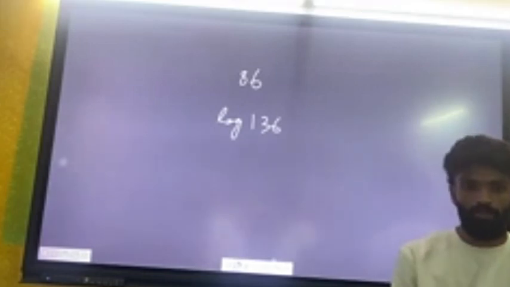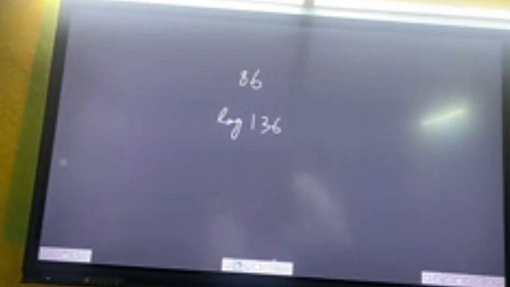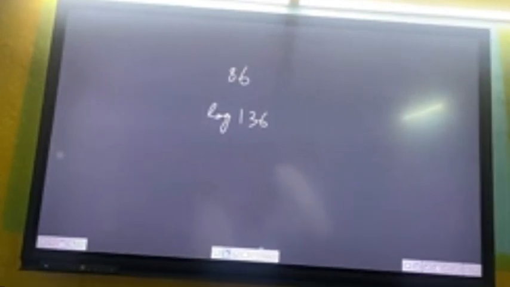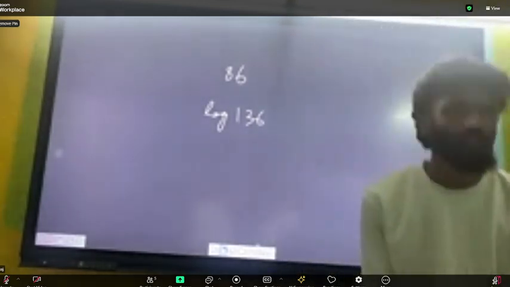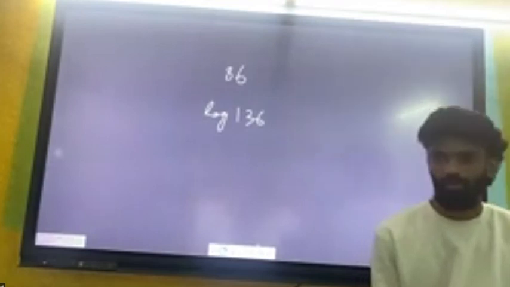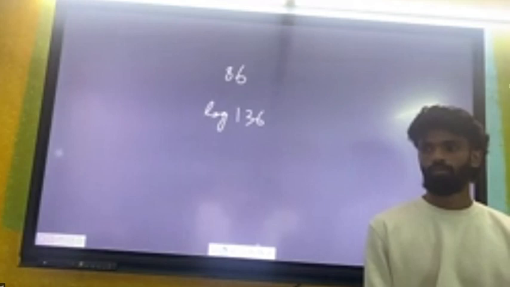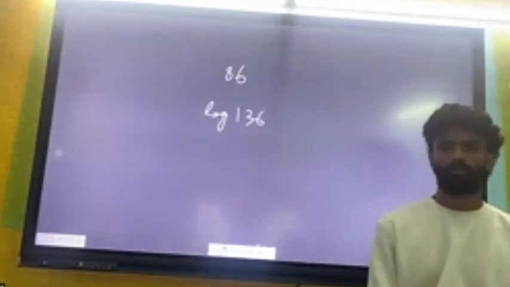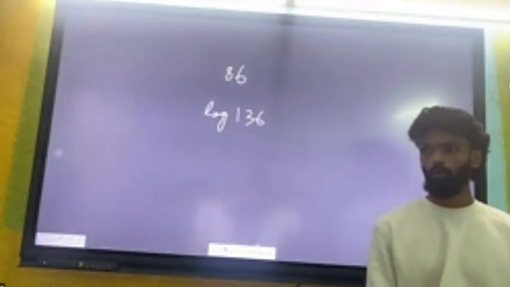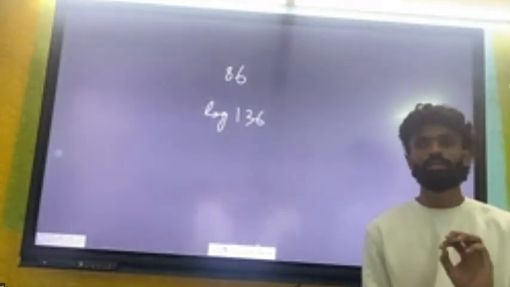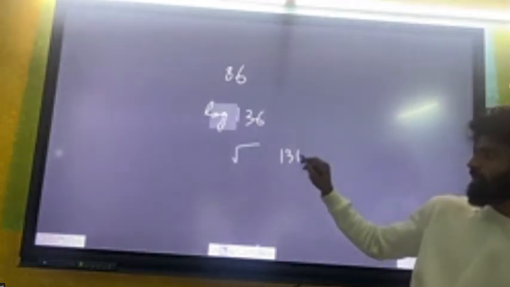Next. Write the procedure now. Step 1: to find log and anti-log, type the number. Okay, what I'm dictating right now is for log. Step 2: press square root 13 times. So write like this: square root, 13 times.